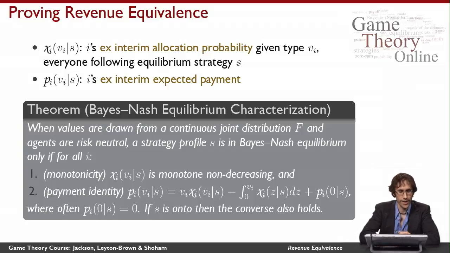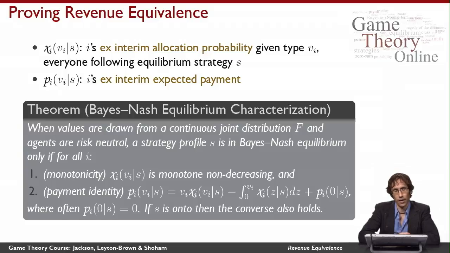And similarly, Pi is going to be the expected payment that agent i has to make, again, under the assumption that everyone is following the equilibrium strategy profile S and that agent i has type vi.